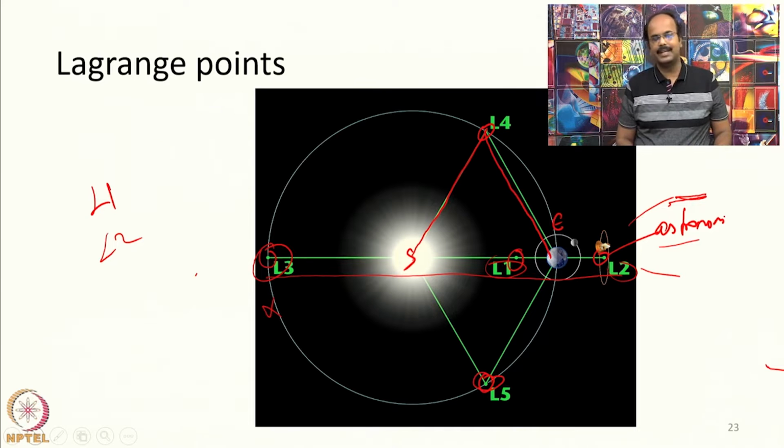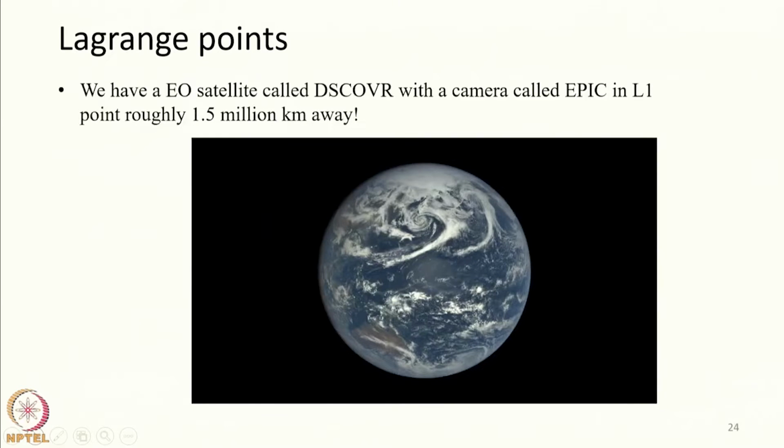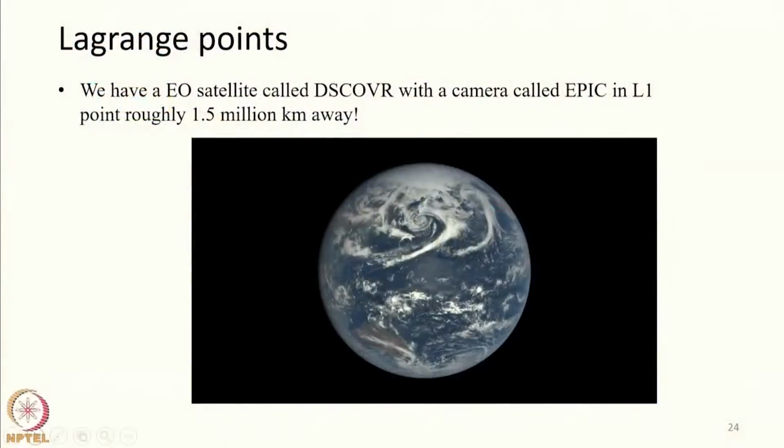So, for remote sensing applications, the point L1 is used. There is a satellite called DSCOVR with a camera called EPIC at the L1 point, roughly 1.5 million kilometers away. Here again there is a small video by NASA.